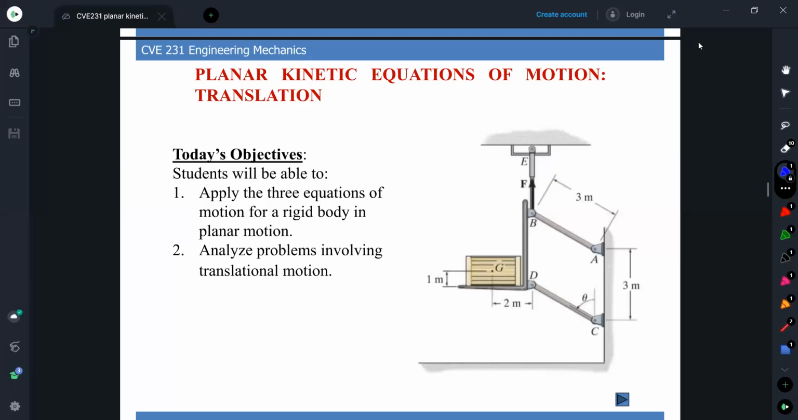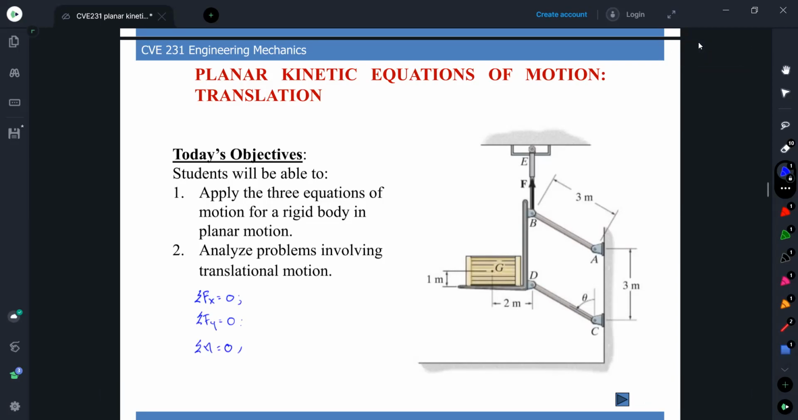In this video we will focus on the equation of motion for the case of translation only. If we recall from statics, we know that if the body is in equilibrium, it satisfies the equilibrium equations: summation Fx equal to 0, summation Fy equal to 0, and summation of moment at any point has to be equal to 0 also.